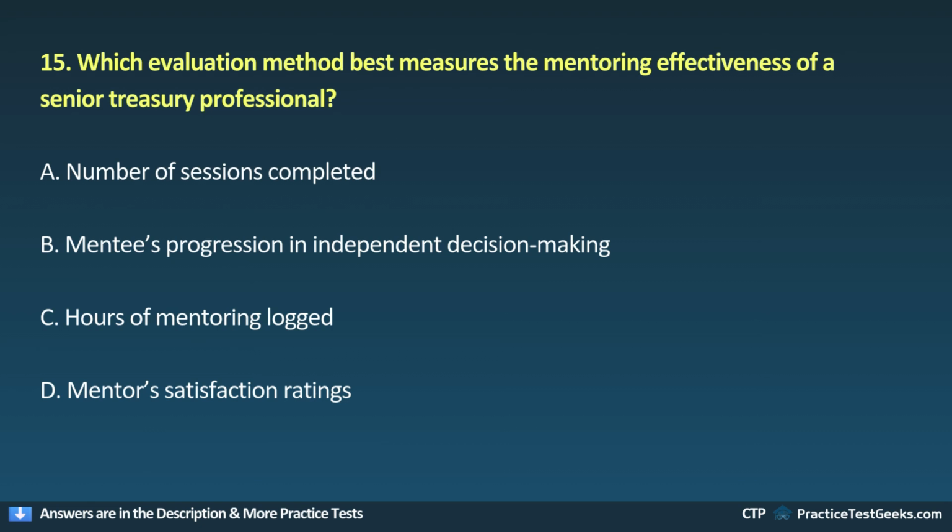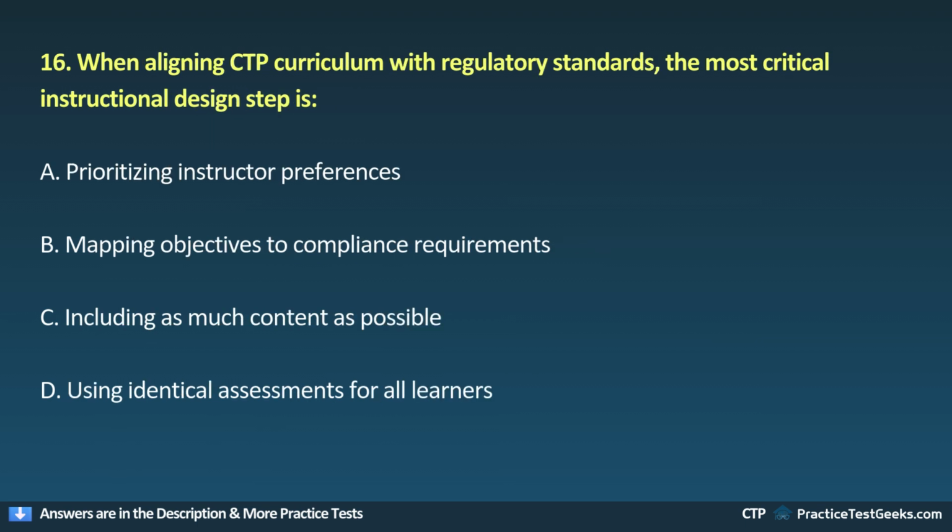15. Which evaluation method best measures the mentoring effectiveness of a senior Treasury professional? A. Number of sessions completed. B. Mentee's progression in independent decision-making. C. Hours of mentoring logged. D. Mentor satisfaction ratings.